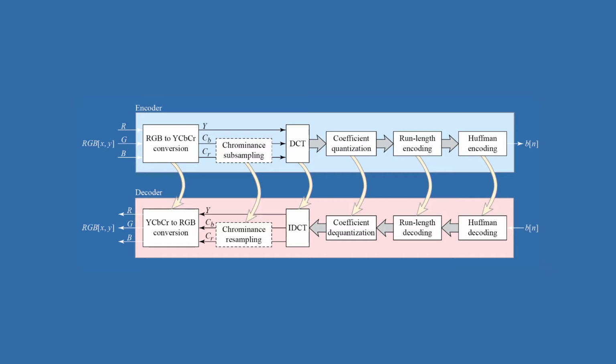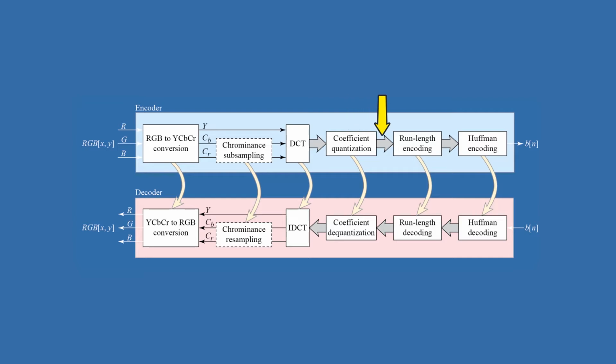The encoder starts with a standard 24-bit per pixel PNG image comprising red, green, and blue color channels. The image is first converted from the RGB color space to the luminance and chrominance space, and the chrominance is optionally downsampled. The luminance and chrominance channels are separately processed with a DCT and quantized using standard quantization matrices that permit the amount of quantization to be adjusted by a quality factor.